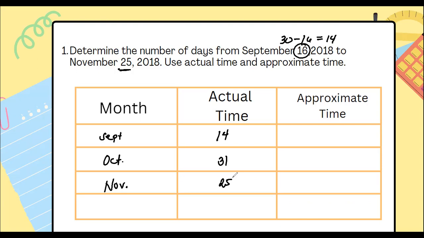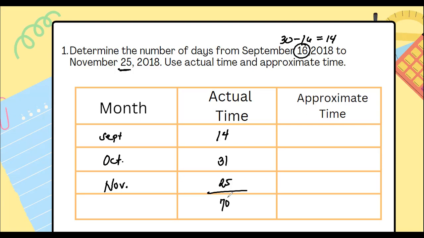Then, after we have listed all the days in the given months, we just add them up, which is 14 plus 31 plus 25. The answer is 70 days. So, using actual time, September 16, 2018 to November 25, 2018 has 70 days.